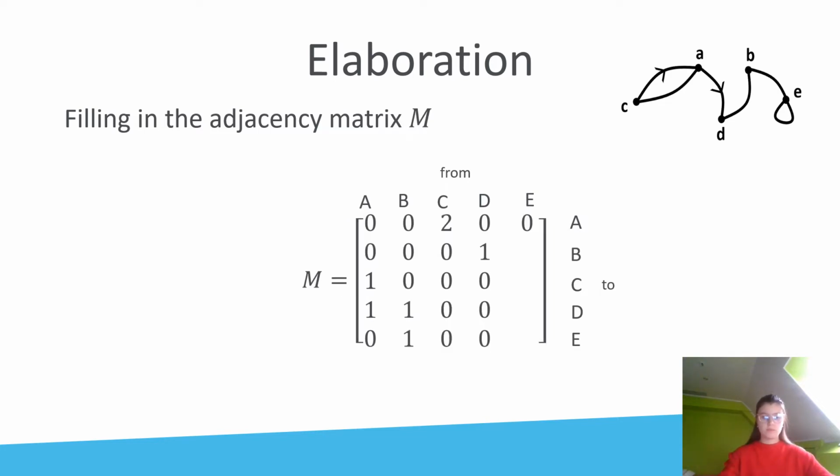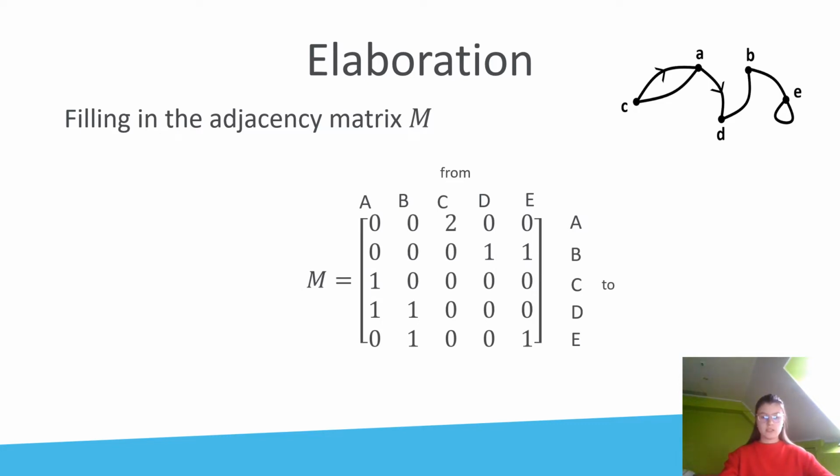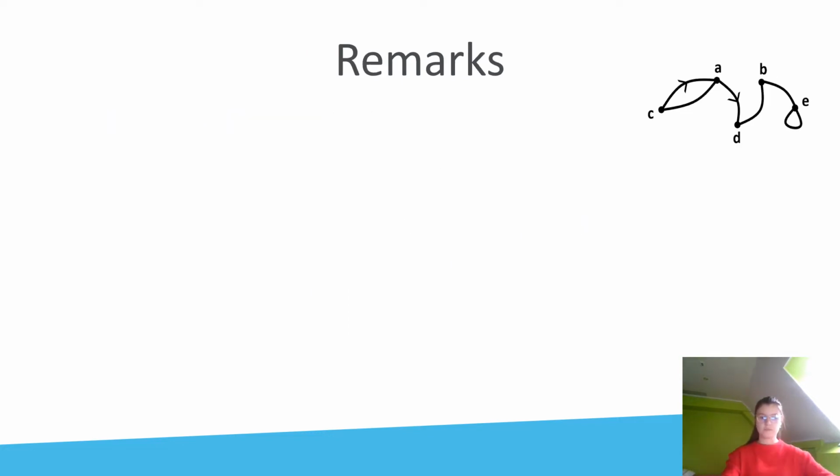in zeros. In the last column of the matrix, we write down two numbers. There is a connection from E to B, and there is a connection from E to E. We can find a loop at node E. All the other elements in our column are 0. So now we have completed the adjacency matrix of this graph.